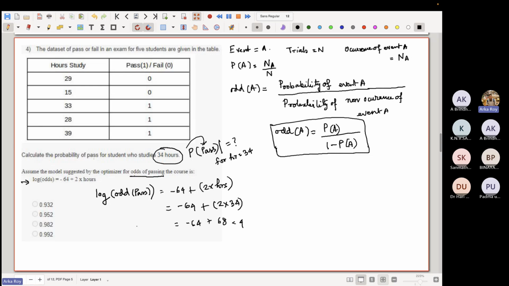minus 64 plus 68, that is 4. So log of odd of pass is equal to 4. So I can write odd of pass is basically e to the power 4. Let's say this is relation 1.